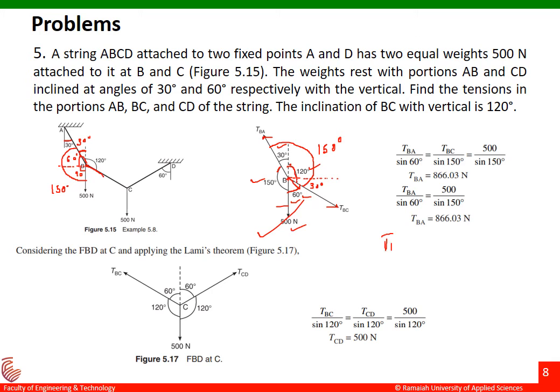Okay, so TBC is equal to 500 divided by sine 150 degrees into sine 150 degrees. So sine 150 will get cancelled. What is remaining? That is 500 Newton is remaining over here. Okay, so this is my answer for TBC here.